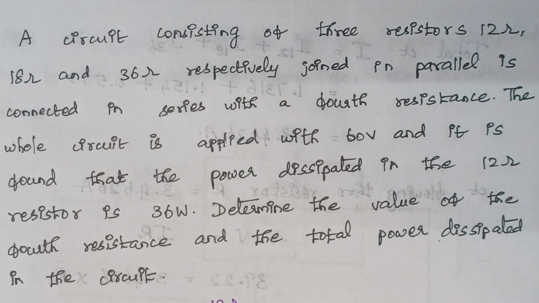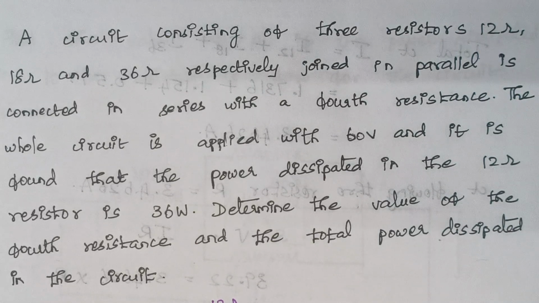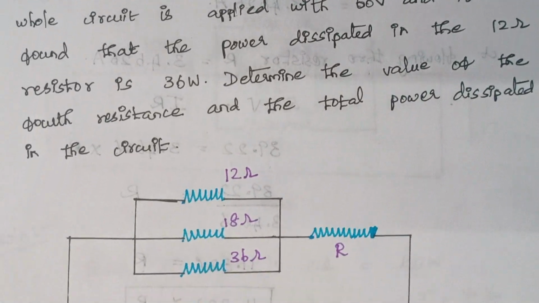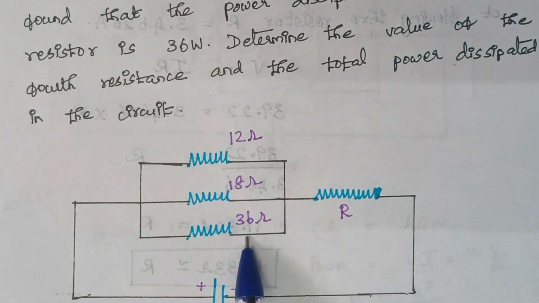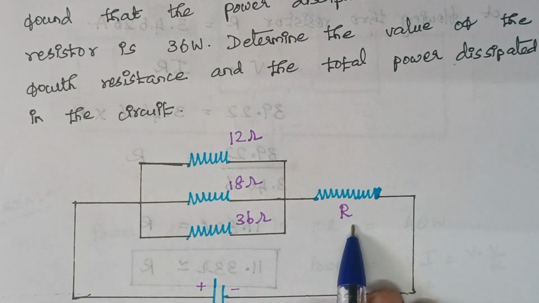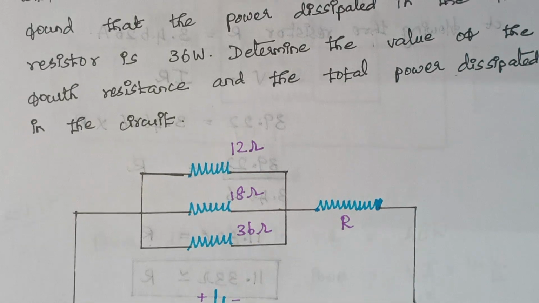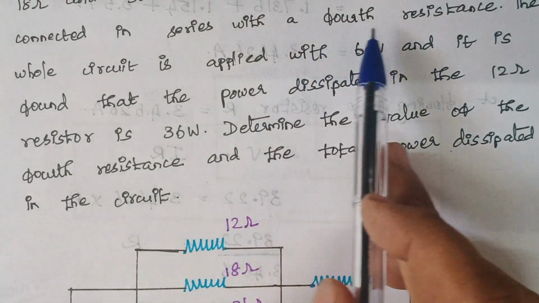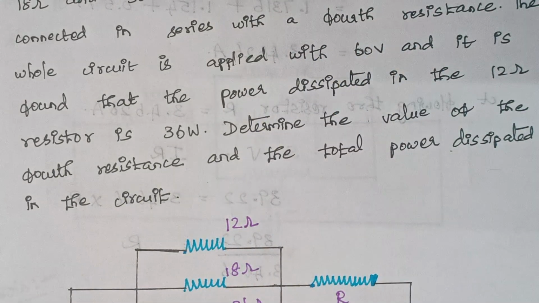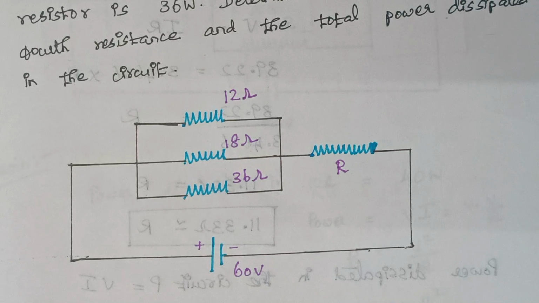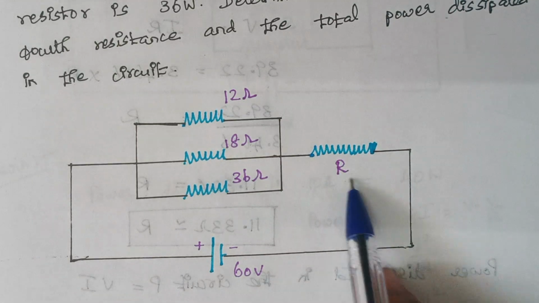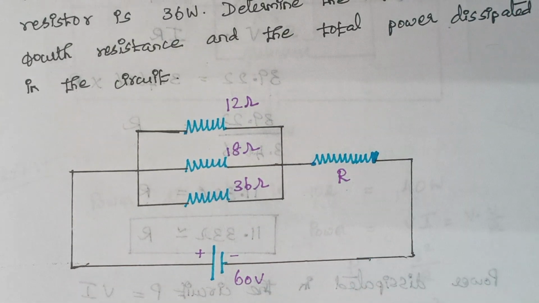Right. So the first step is we are going to draw the diagram. So here you see three resistors are connected in parallel and that combination is connected in series with the resistor R. Right, and the entire circuit is applied with a voltage of 60 volt. So our diagram is like this. Now we are asked to calculate what is the value of R and the power dissipated in the circuit.